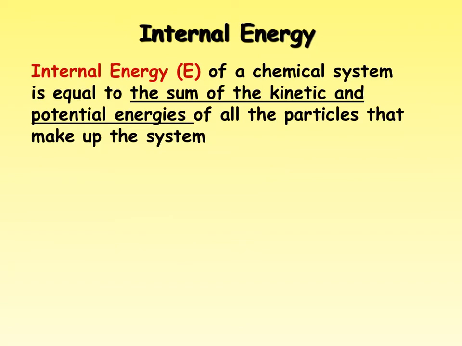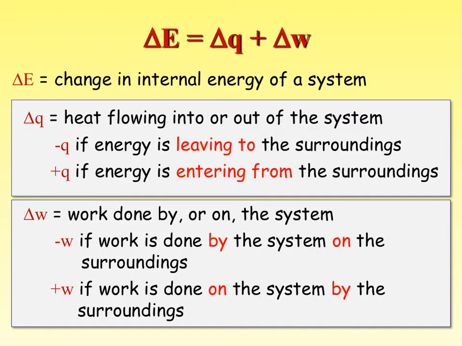Okay. So internal energy, which when dealing with equations will be referred to as capital E, of a chemical system is always going to be equal to the sum of the kinetic and potential energies of all of the particles. So the sum of the movement of the particles plus the energy that may be stored in bonds holding the particles together. Generally speaking, a change in internal energy is going to be the change in heat of the system plus the change in work of the system. Q, an important letter to recognize, stands for heat.